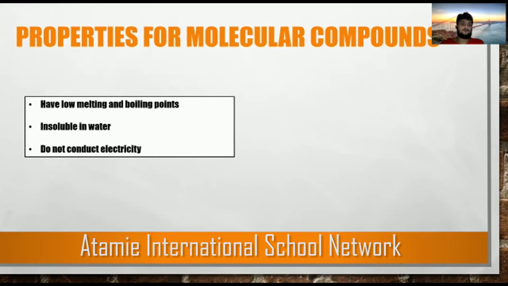So for example, if you take any covalent compound, as we discussed in the previous slides, and put it in water, you can't dissolve it. It's insoluble. It will remain as it is. And the other thing is it does not conduct electricity. Why doesn't it conduct electricity? Because there are no free electrons. If you remember, for a compound to conduct electricity, it needs to have free electrons. If it does not have free electrons, it cannot conduct electricity. All right.